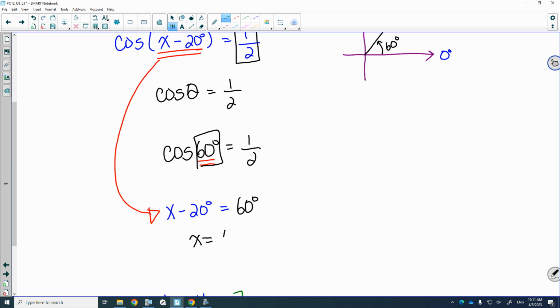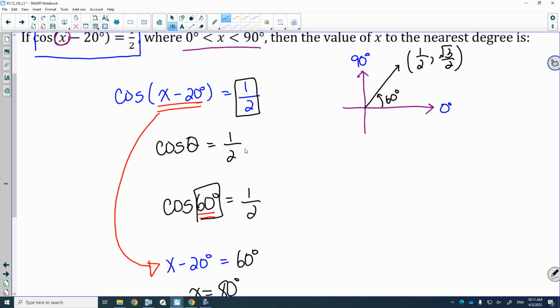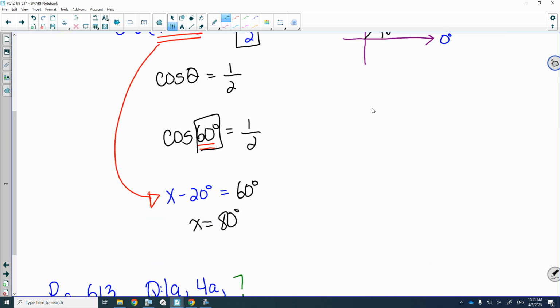X is equal to 80 degrees. Because again, if I put 80 up here, 80 minus 20 is 60. 60 degrees is the place on the unit circle where the x value is 1/2. This is like a classic diploma style question where you just have to know things on the unit circle to solve. We could solve it later on that way, but this would be the easiest way to do this question.